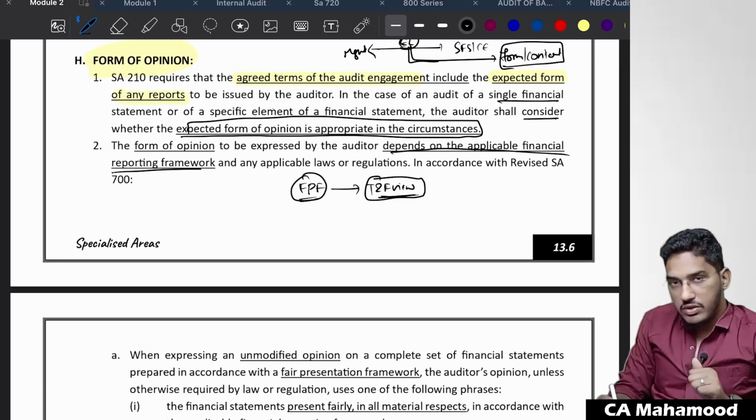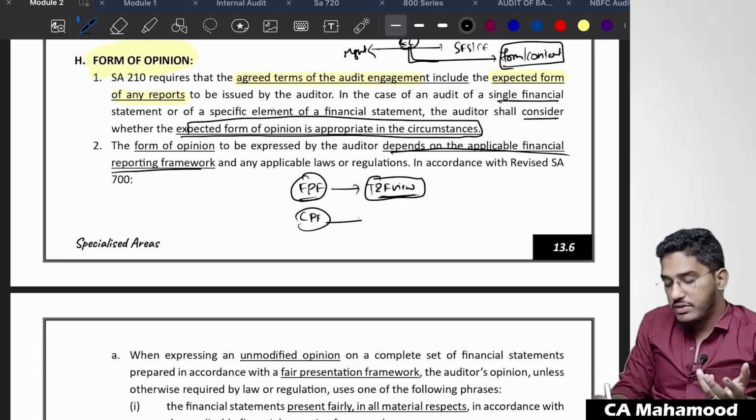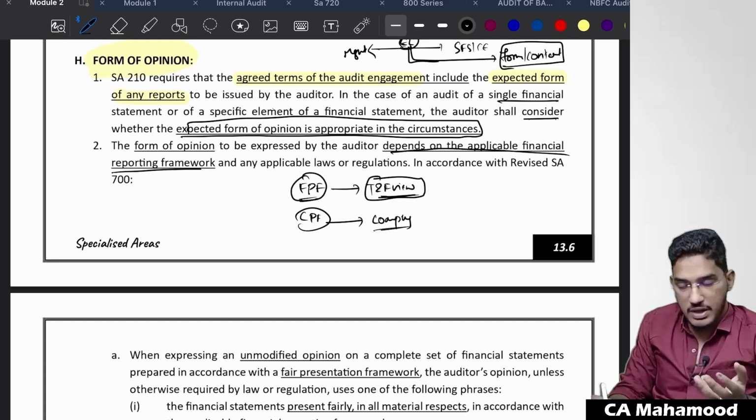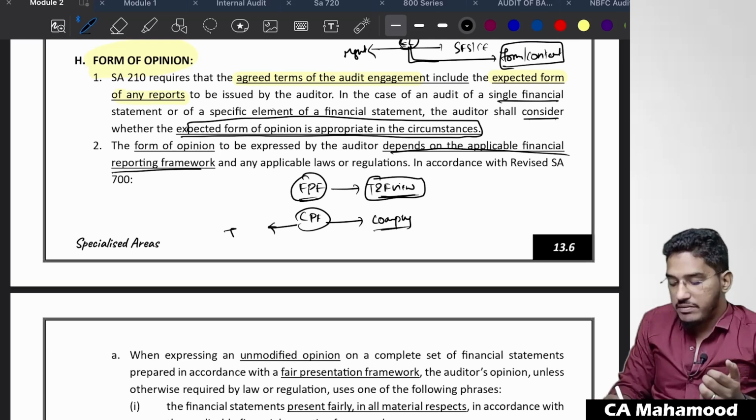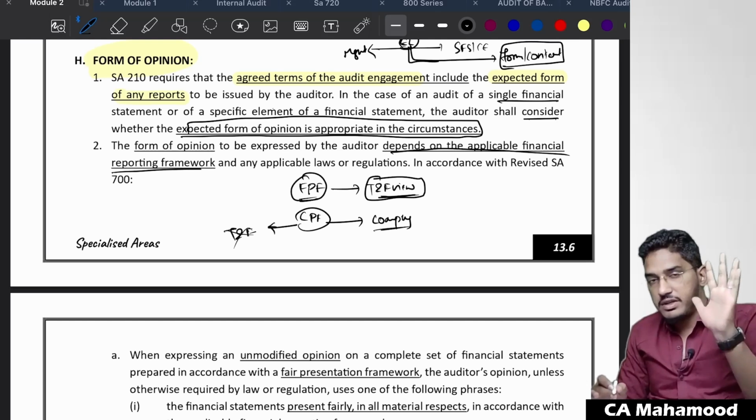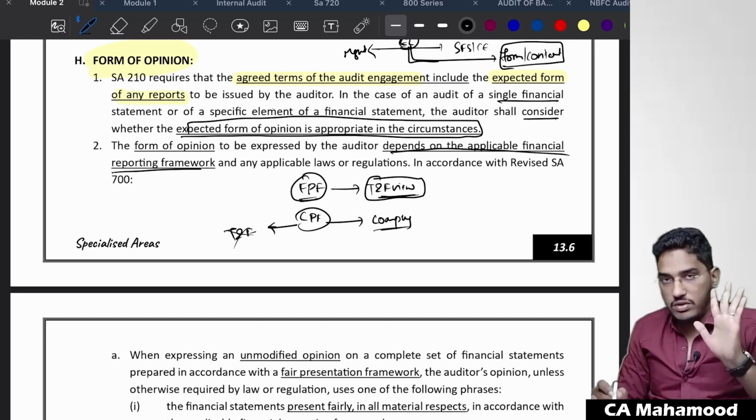In case you are conducting an audit of financial statements prepared as per the compliance framework, if you are satisfied and want to give an unmodified opinion, you will say the financial statements are prepared strictly, they comply with the requirements of the applicable financial reporting framework. Why? Because in the case of the compliance framework, we are not required to check true and fair view. We are required to check whether the requirements of the framework are strictly followed or not.